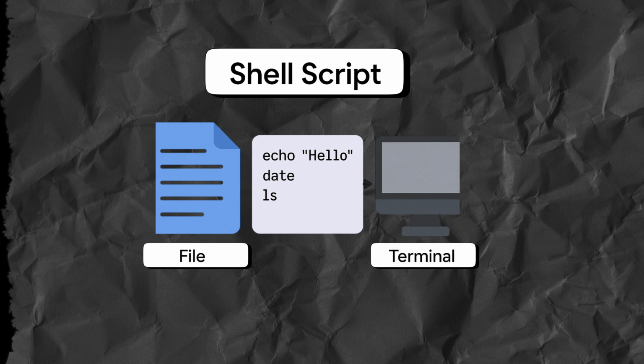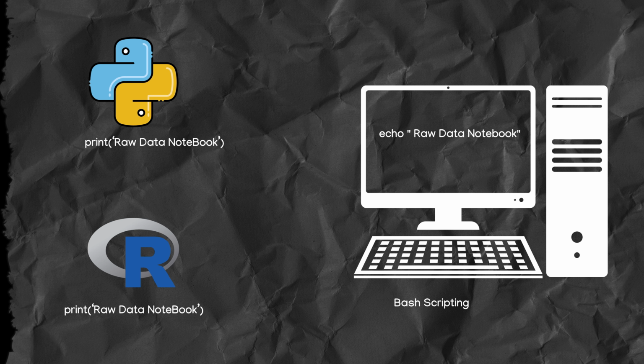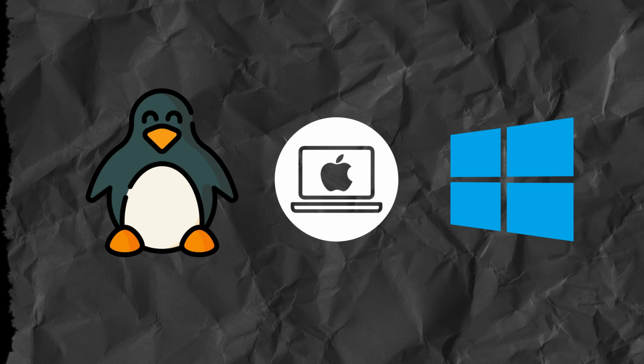A shell script is simply a list of commands, and these commands run in the order they are written in. And we put them inside a text file and then ask the computer to run the script for us. So think of it like a simple program, but instead of using Python or R, we are using Bash shell, which comes built into Linux, macOS, and also works on Windows with WSL.